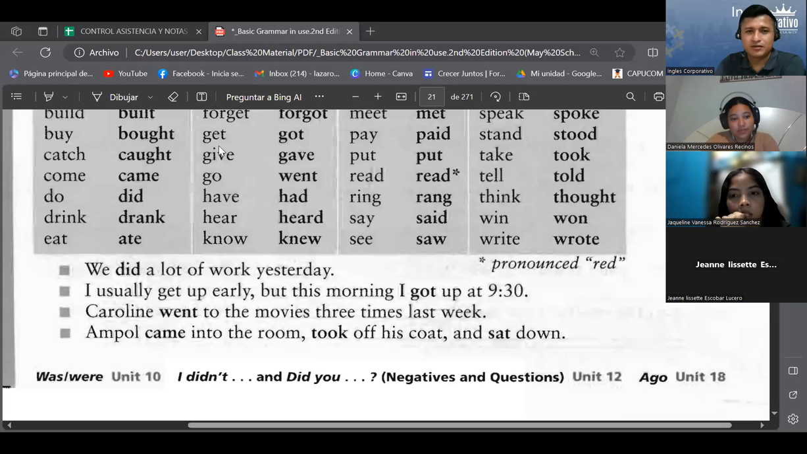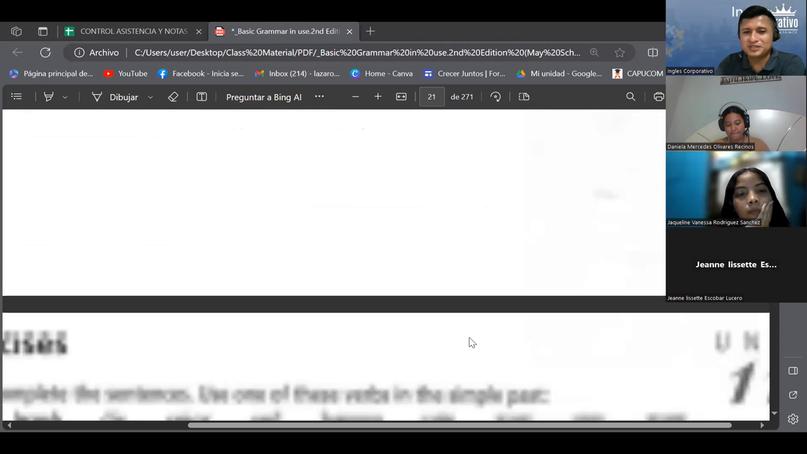Okay, teacher. We did a lot of work yesterday. I usually get up early, but this morning I got up at 9:30. Caroline went to the movies three times last week. Ample came into the room, took off his coat, and sat down. Coat. Very good. So if you notice, it goes straight to the past. Okay, so this is the way we use these ones.